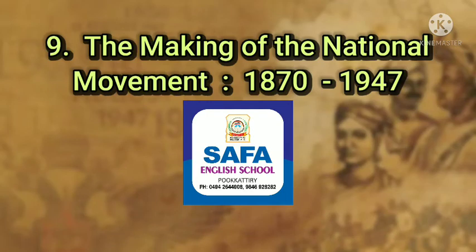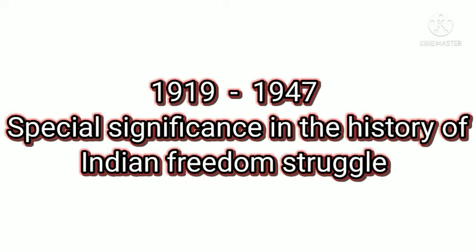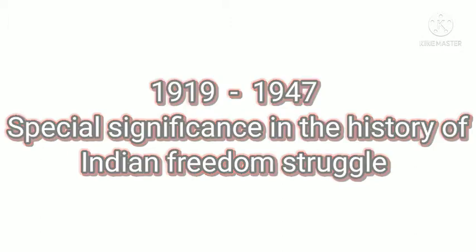Today we are going to the next chapter, chapter 9, The Making of the National Movement, 1870 to 1947. This is a very important chapter. The period between 1919 and 1947 is of special significance in the history of the Indian freedom struggle.